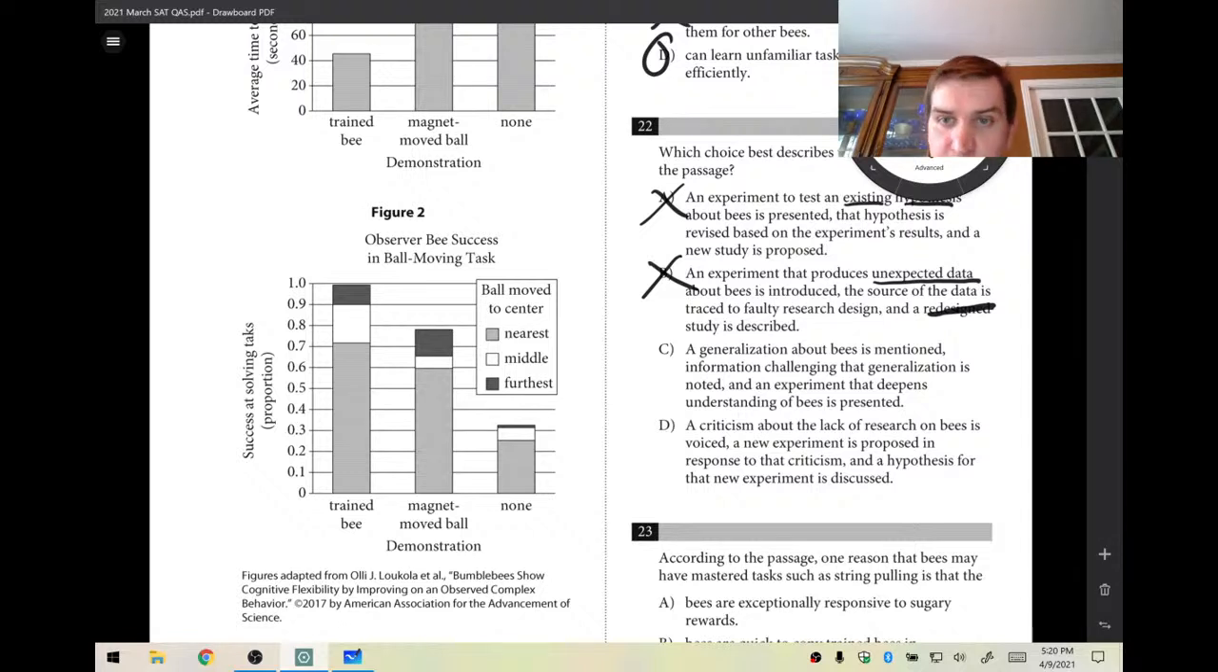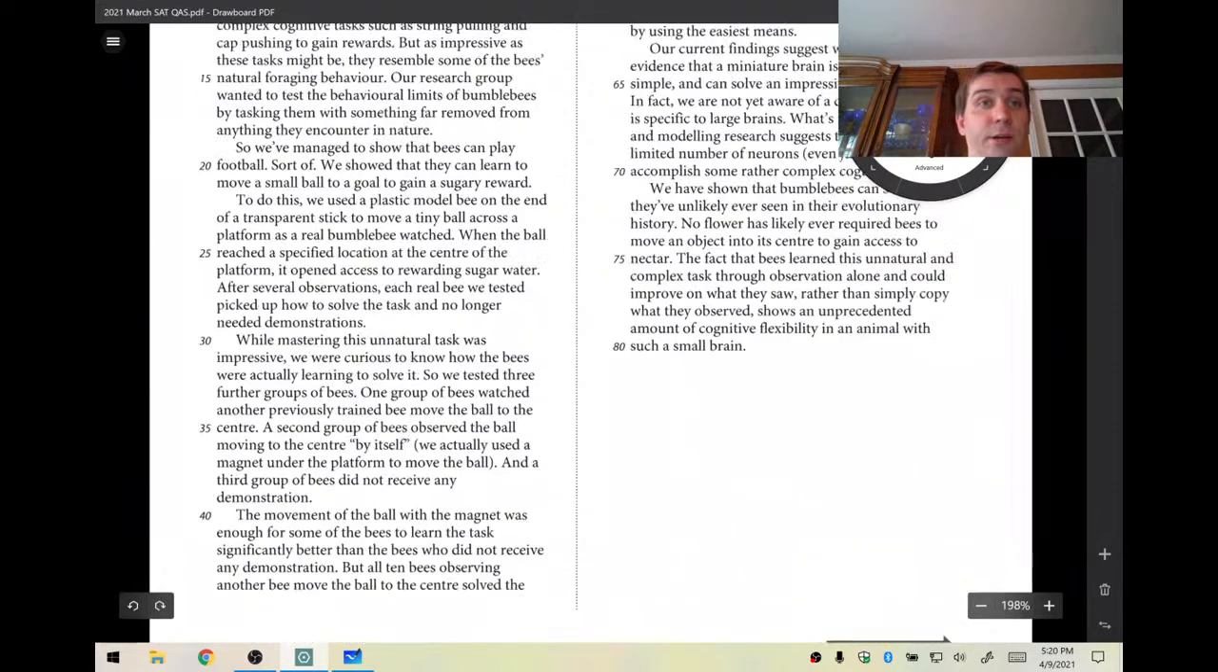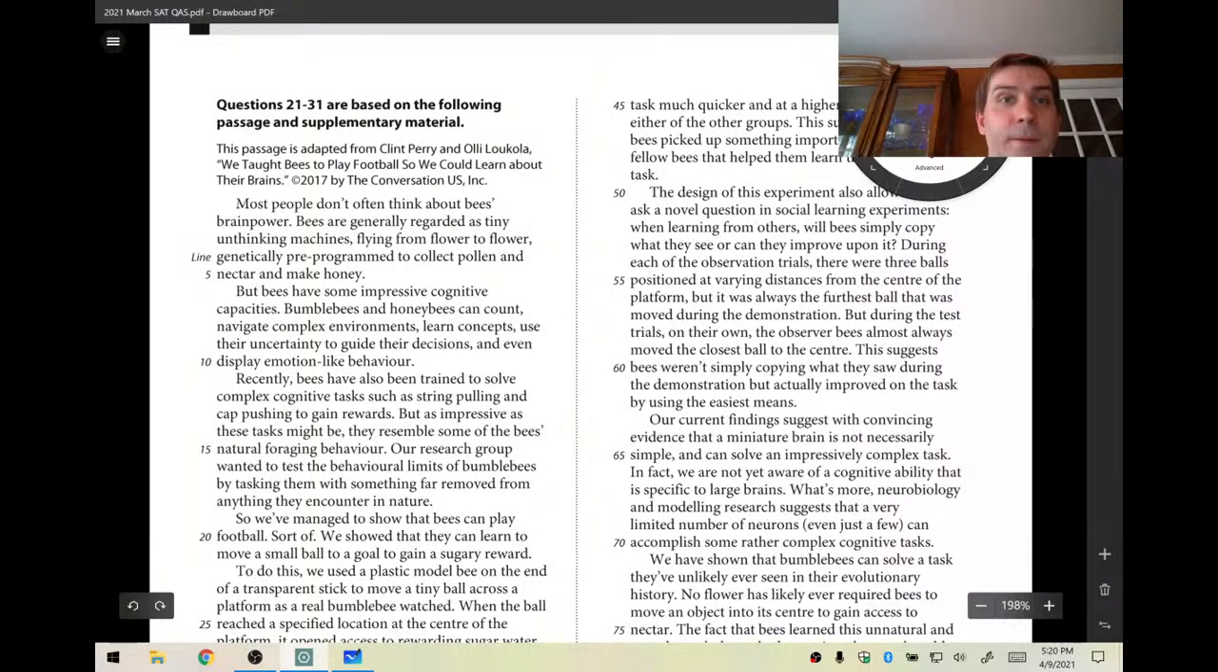Do we have a criticism about the lack of research on bees? No. Then do we have an experiment proposed in response to that criticism? No. And then do we have a hypothesis for that new experiment? No. All we have is C, a generalization about bees is mentioned. What generalization? This generalization. I'm going to read it.